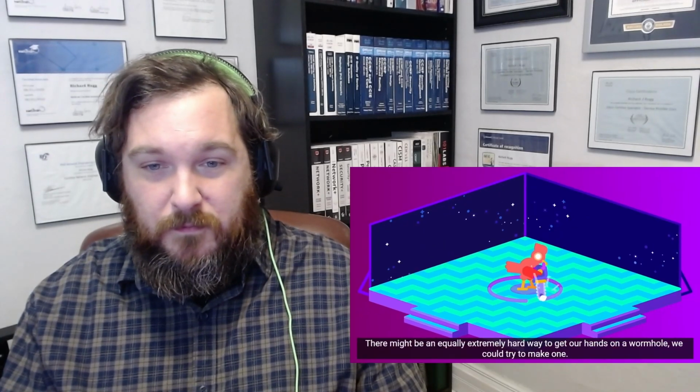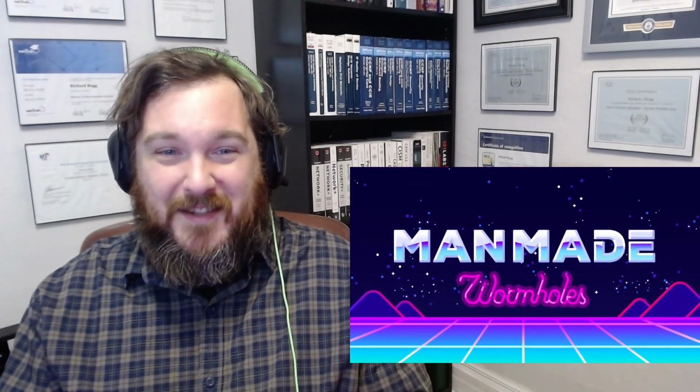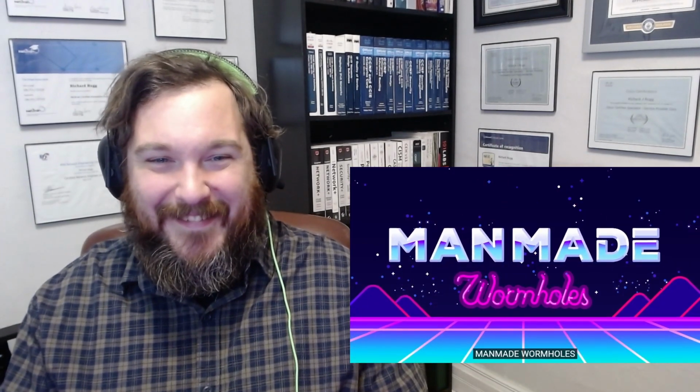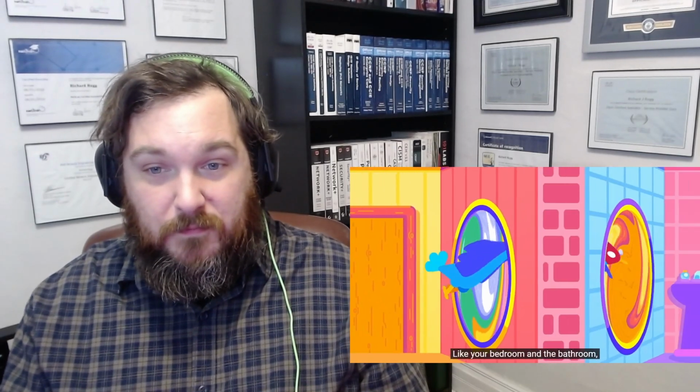Extremely hard way to get our hands on a wormhole, we could try to make one. That doesn't sound risky at all. To be traversable and useful, there are a few properties we want a wormhole to have. First, it needs to not kill us. Connect two distant parts of space-time, like your bedroom, or our planet, the bathroom, or Earth and Jupiter.